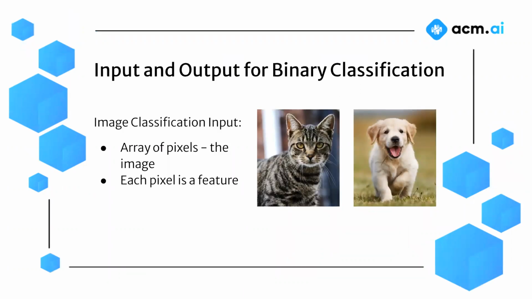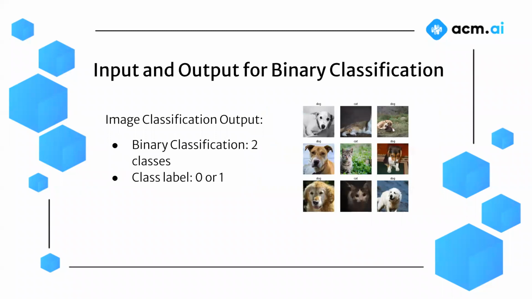So how does a computer actually do this? First, we use an array of pixels, which is the image, as an input, and then we call each pixel a feature. We'll get more into that in a minute. For image classification with binary classification, we have two classes, and the class label is 0 or 1. 0 meaning it's one class, 1 meaning it's the other.